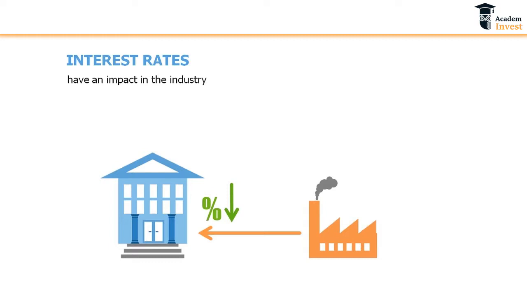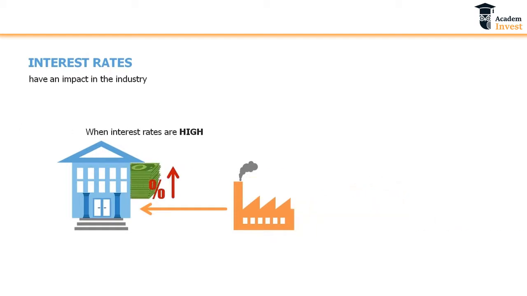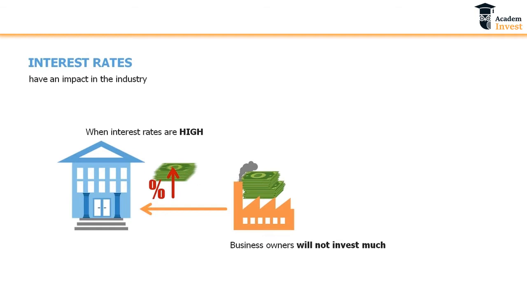Of course, it is not just mortgages that are affected by interest rates. Factories and other areas of industry borrow money to invest in growth. When interest rates are low, the cost of borrowing is low. Business owners will be more inclined to grow their business and will therefore borrow money. This money is invested in the economy, spurring further growth. On the other hand, when interest rates rise, business owners will not continue to invest as much because it is more expensive for them to do so. The economy will slow down as a result of less money invested.